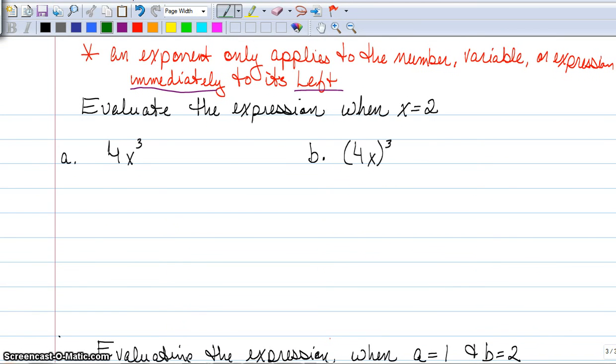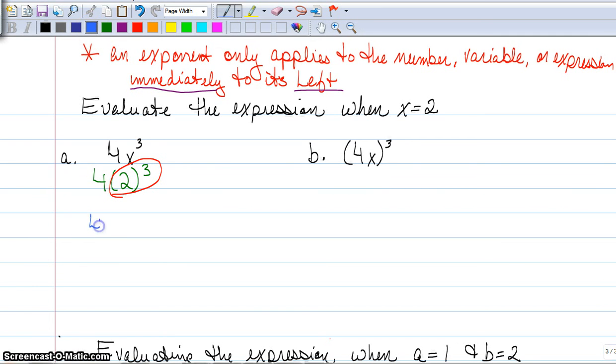Okay, now this is where you really need to be careful. It's really important that you remember that an exponent only applies to the number, variable, or expression immediately to its left. So let's look at 4x cubed. I want you to evaluate the expression when x is equal to 2. So now I have 4 times 2 to the third power. The third power only goes with this 2. It doesn't go with the 4 at all.